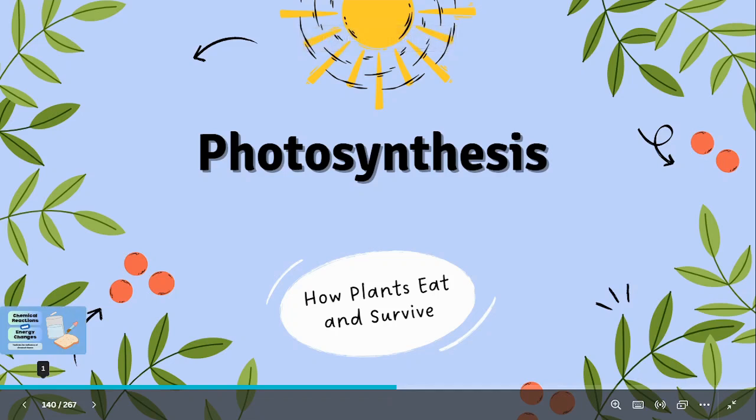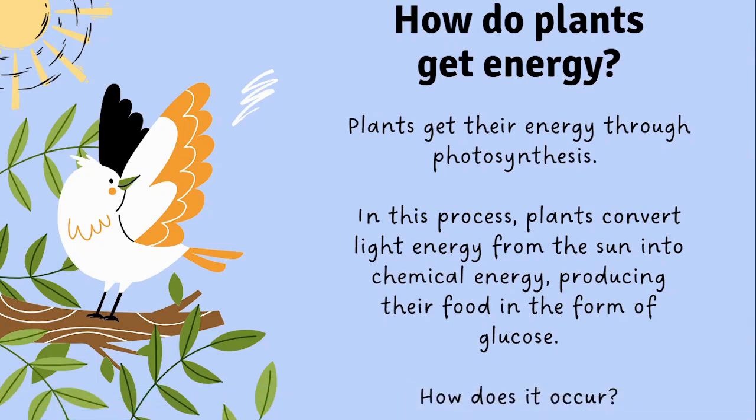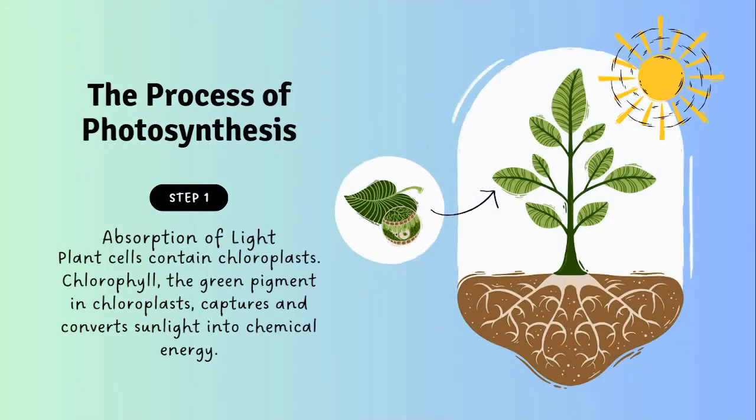In this video, we are going to discuss photosynthesis. So, let's first know how do plants get energy. Okay, this process is all about the plant and the food preparation, right? So, plants get their energy through photosynthesis. In this process, plants convert light energy from the sun into chemical energy and produce their food in the form of glucose, right? So, let's see a brief idea about this process.